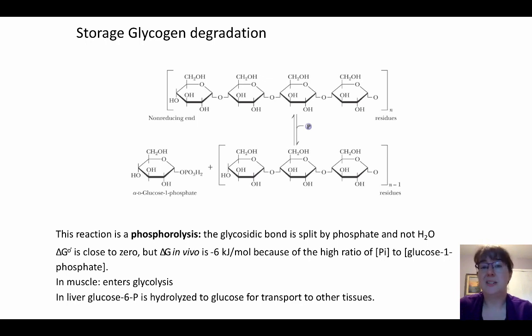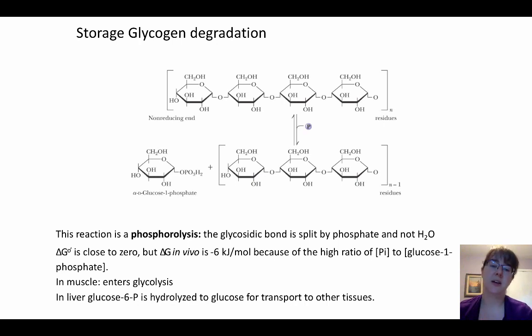This glycosidic bond is split by phosphate, but it's not split by water. If it was split by water, there's another term we could use, which is hydrolysis. So realize that this term, phosphorylase, is very close because it's essentially the same, but instead of water, with hydro, we're not talking about phosphate, so it's got a phospho group for that. Also, if we were looking under standard conditions, this reaction would be very close to zero, but the delta G in vivo is going to be more exergonic because there's a high ratio of that inorganic phosphate.